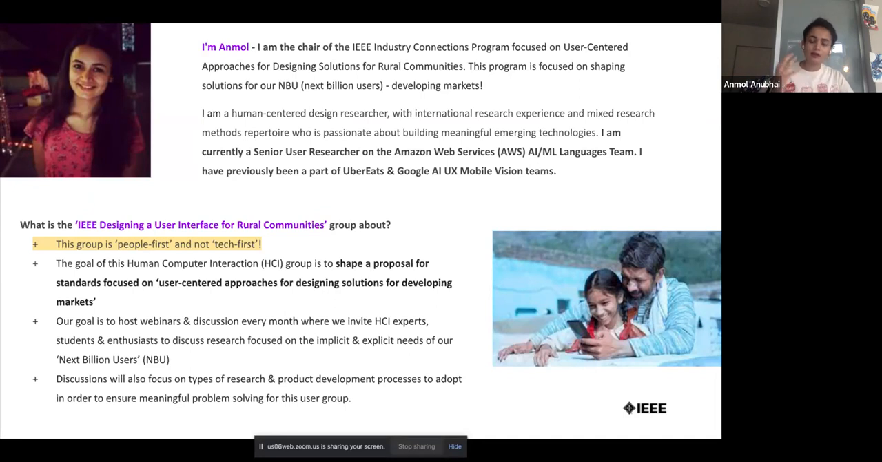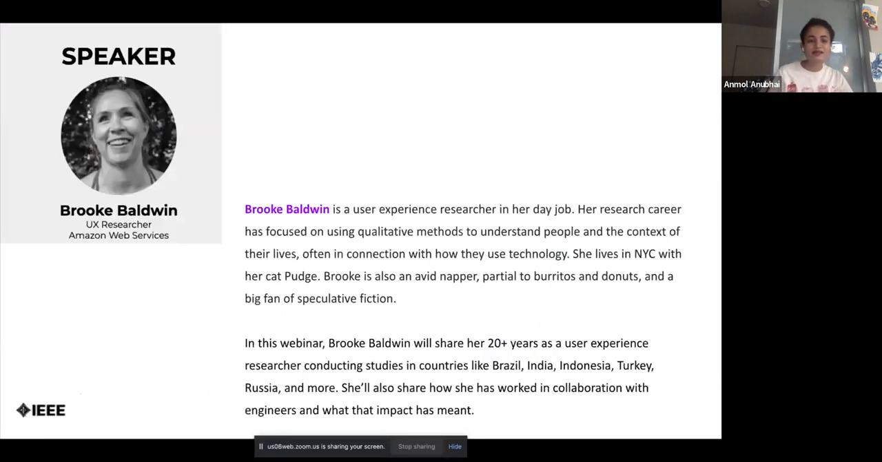And again, our main goal, like how Purva mentioned, is to shape a proposal for standards focused on user research processes. So that's everything about myself and this community. Not going to spend too much time on that.